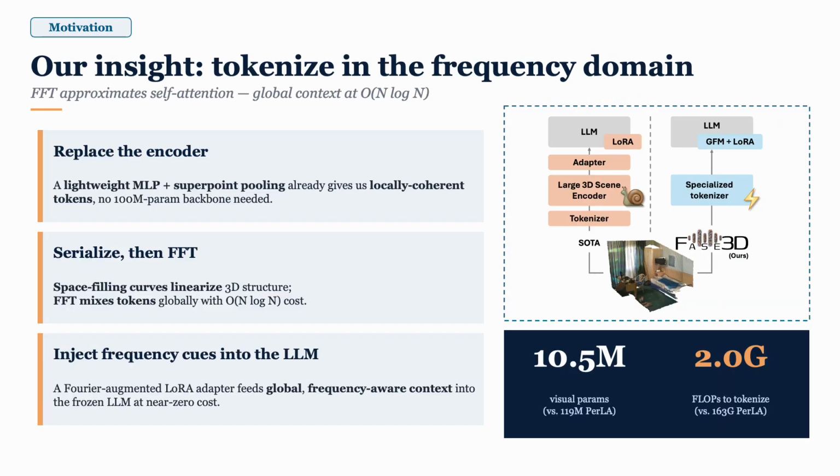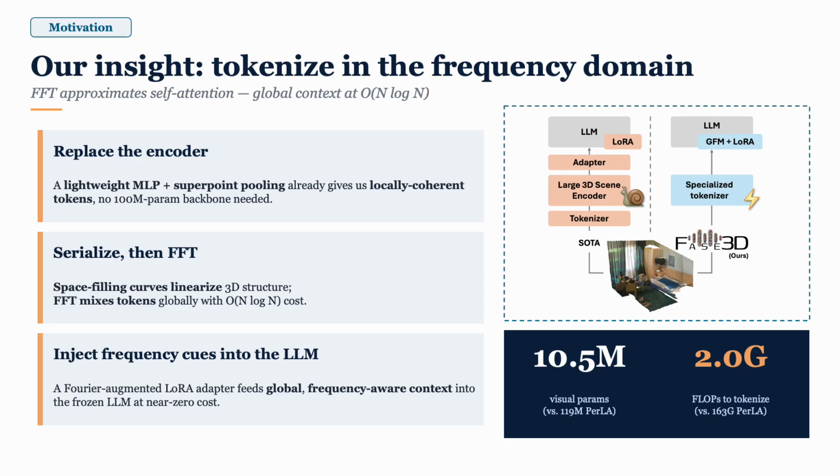The key idea is, instead of an encoder, we tokenize the frequency domain. Think of FFT as a shortcut. Instead of every token shaking hands with every other token, which is what attention does, we Fourier transform once, mix in the frequency domain, transform back. Every token sees the whole thing.